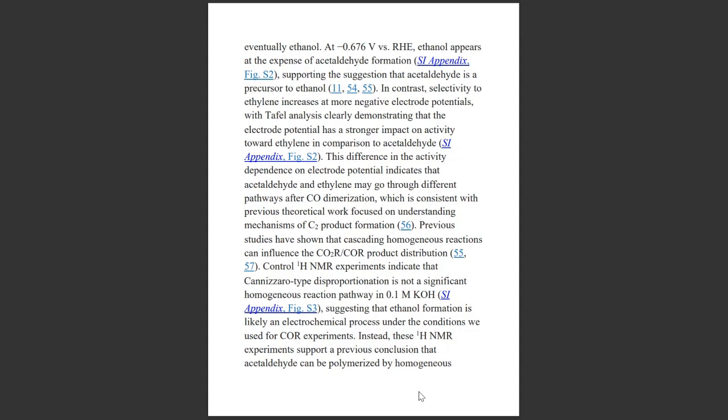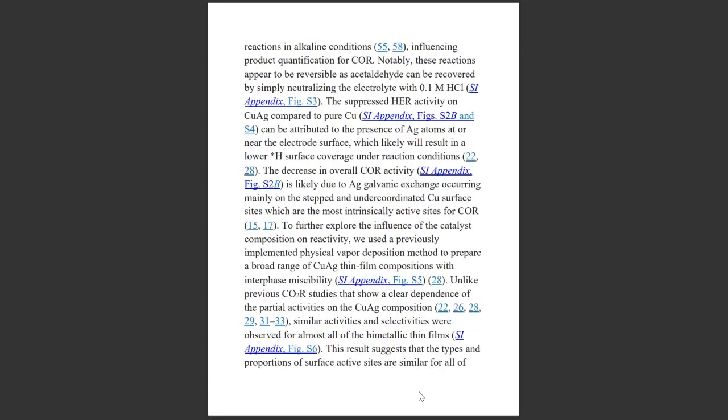Instead, these NMR experiments support a previous conclusion that acetaldehyde can be polymerized by a homogeneous reaction in alkaline conditions, complicating product quantification for COR. Notably, these reactions appear to be reversible, as acetaldehyde can be recovered by simply neutralizing the electrolyte with 0.1 molar HCl. A decrease in overall CO activity is likely due to silver galvanic exchange occurring mainly on the step and under-coordinated copper surface sites, which are intrinsically active for COR.